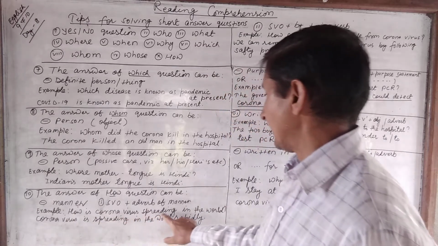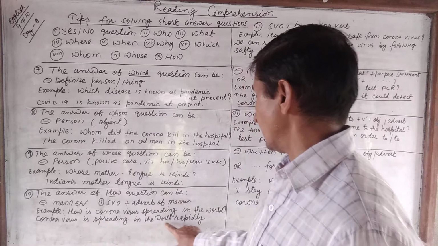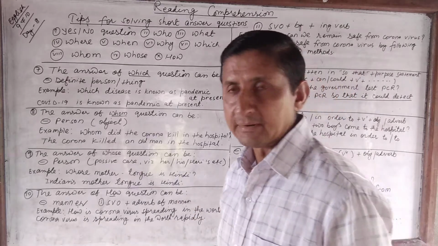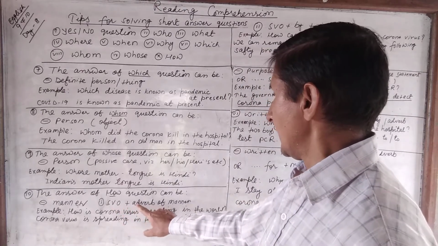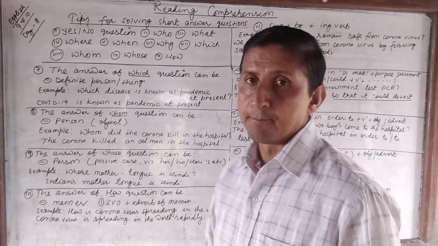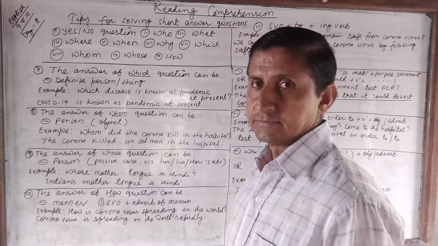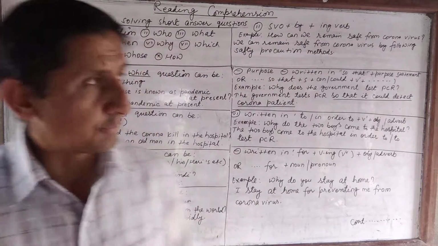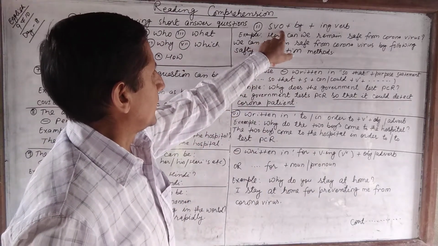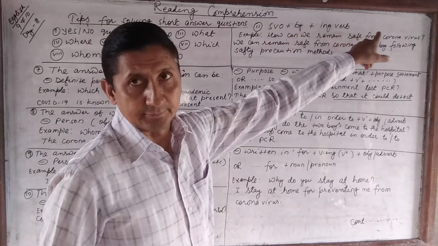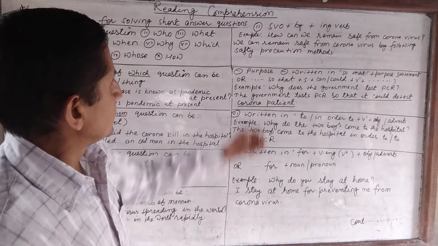How is coronavirus spreading in the world? The coronavirus is spreading in the world rapidly. Rapidly is the manner. So using this structure, subject, verb, object plus adverb of manner, we write adverb of manner for how questions. Another way of writing the answer of a how question is subject, verb, object plus by plus verb in ing form.